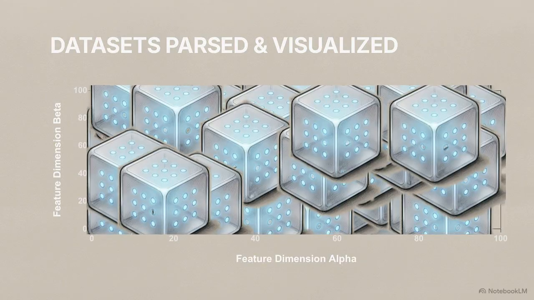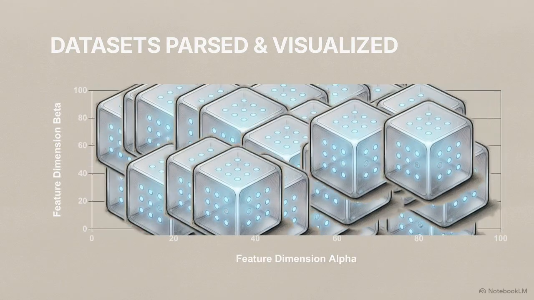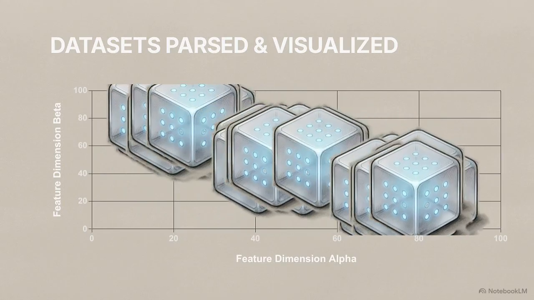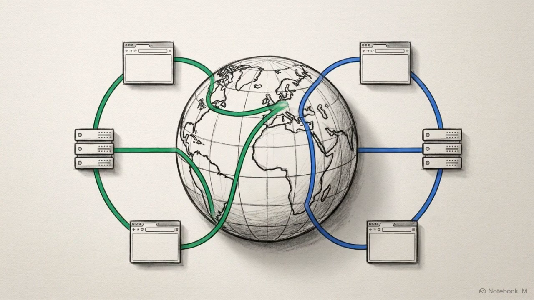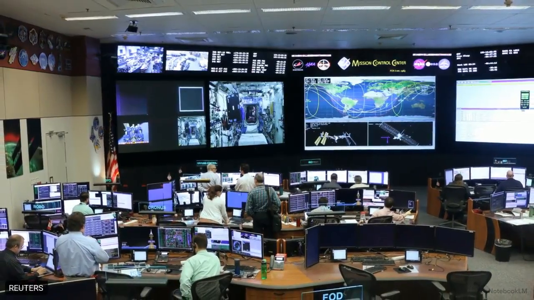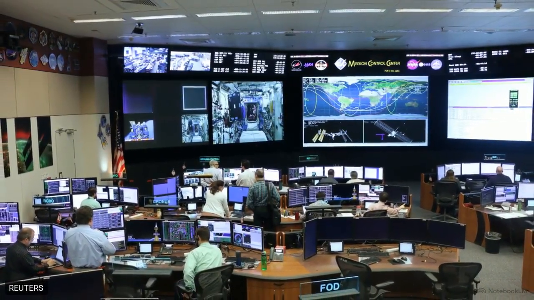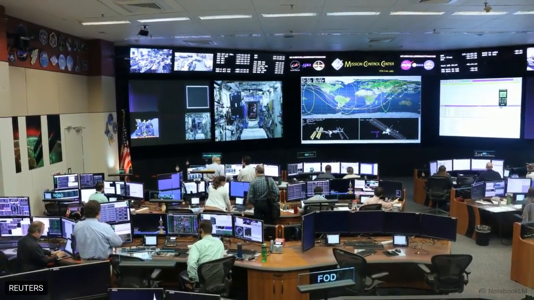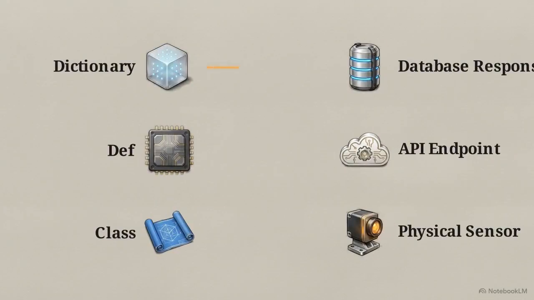In data science, basic lists and dictionaries are scaled up to parse and visualize massive datasets. In web development, functions and classes power the back-end logic of global frameworks. And because it allows rapid prototyping, it's the language driving real-world robotics and Internet of Things devices, all the way up to mission control. A dictionary becomes a database response. A function becomes an API endpoint. A class becomes the digital twin of a physical sensor.